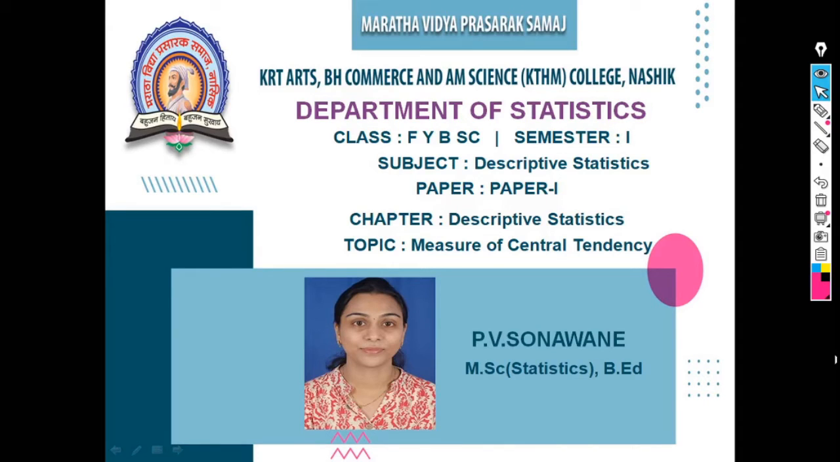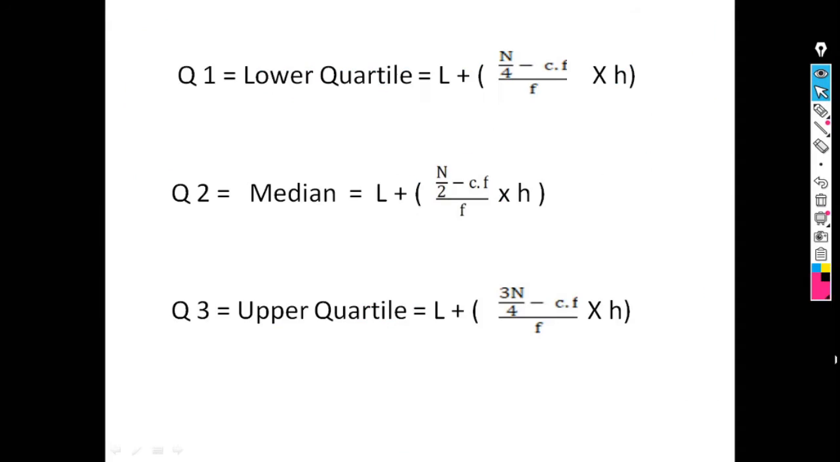Hello everyone, this is our next lecture on the topic measure of central tendency. In the last lecture, we saw how to calculate quartiles for discrete frequency distribution and for continuous frequency distribution. For discrete frequency distribution, individual observations along with frequencies are given, like this type of data.